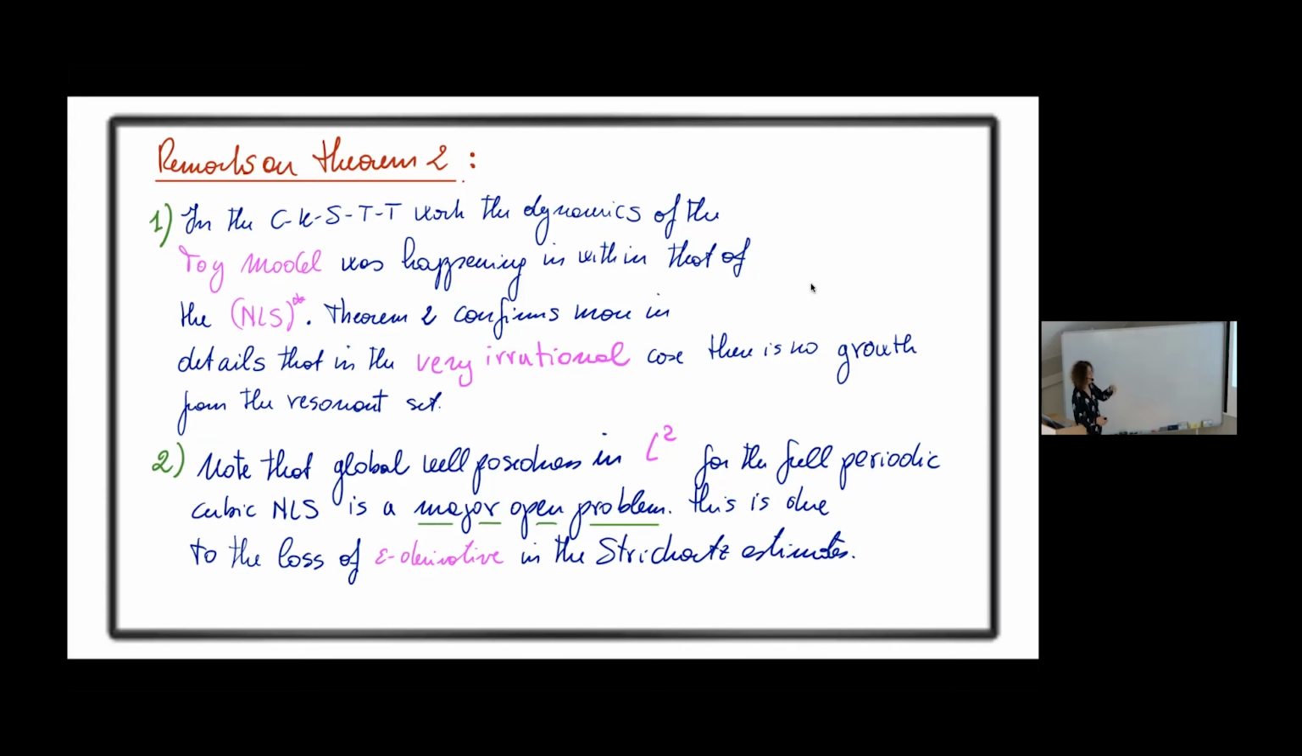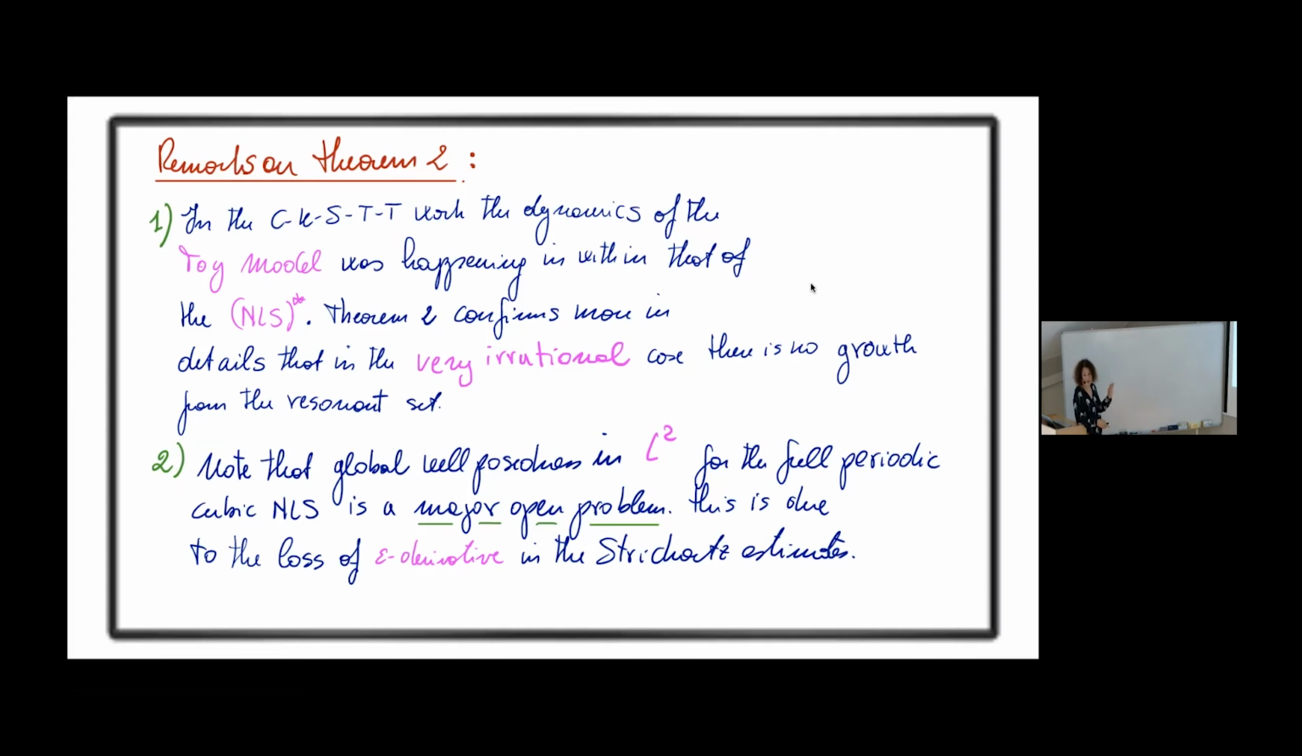Another thing I wanted to remark is that if you look at the whole problem, the cubic NLS in dimension 2 periodic, it's not known whether it's well posed if you just assume that the mass is finite. That's a major open problem. That's due to the fact that when you do the Strichartz estimates, you lose an epsilon derivative, and so you cannot remain in L2, which is not true in R2, because in R2 there is a more distortion. So the full problem in L2 is not known to be well posed, but the quasi-resonant problem is, when you are very rational. Not in general.